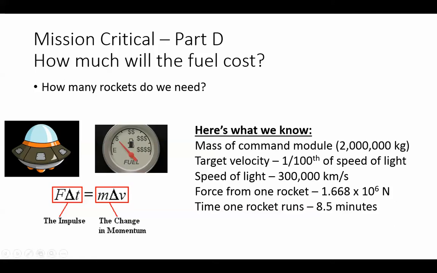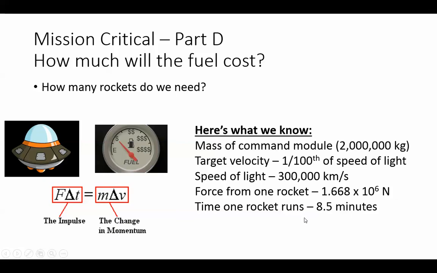To give you a visual concept of this, we're taking this little command module, this is how I picture it in my brain, and we're going to stick rockets to it, but we don't know how many rockets. That's what we're going to try to figure out. Once we know how many rockets we're going to stick to it, we can multiply the amount of rockets times the cost of fuel per rocket, and we can figure out how much money it's going to cost.